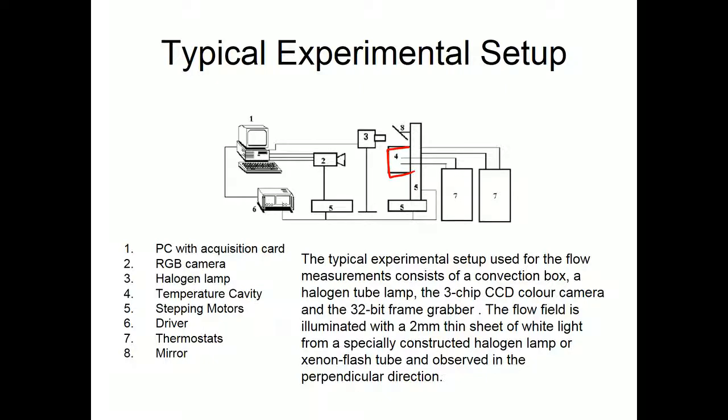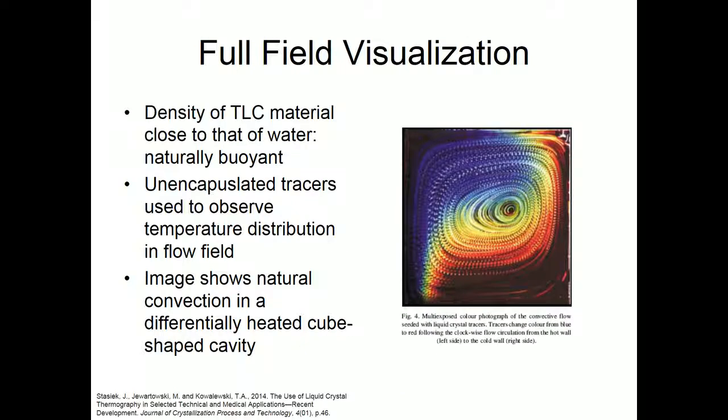This is where you want to measure the temperature, okay, and the flow field is illuminated with a 2 mm sheet of white light, okay, halogen light or xenon flash lamp, and these are observed in a particular direction. It has got a 3 chip CCD camera and a 32-bit frame grabber. These are all technical details, you do not need to know that much. Okay. So, if you look at the density of the TLC material, so if you look at this kind of a flow, this is like a natural buoyant flow, okay, that you can see in this particular picture.